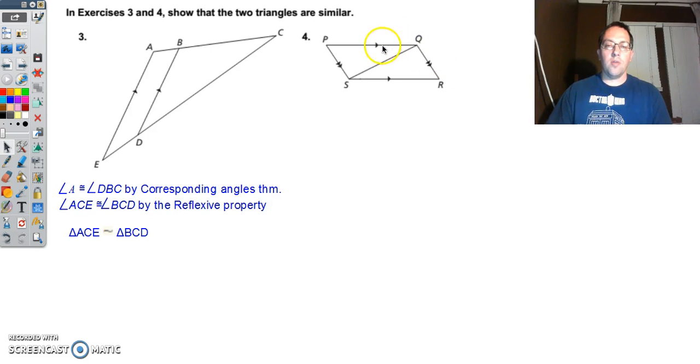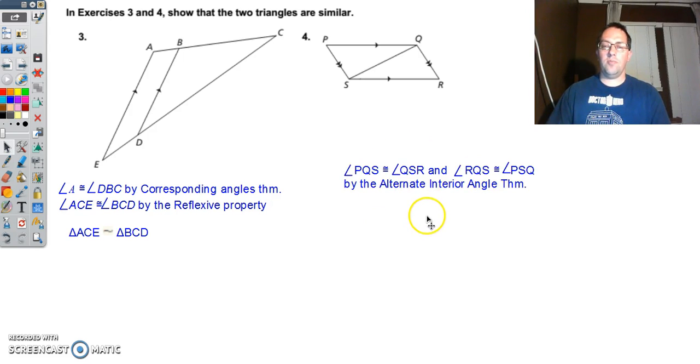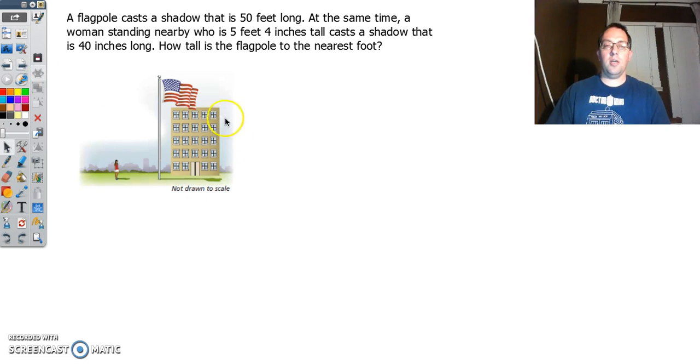Okay, let's see. We've got two sets of parallel lines. So again, we can do stuff with that. Cut by a transversal, this time we've got angle PQS and angle QSR. Those are alternate interior angles, so those are congruent. And angle SQR and angle PSQ, those are alternate interior angles, so those are congruent. So I've got two sets of congruent angles by the alternate interior angle theorem, and so by angle-angle similarity, our two triangles are similar.